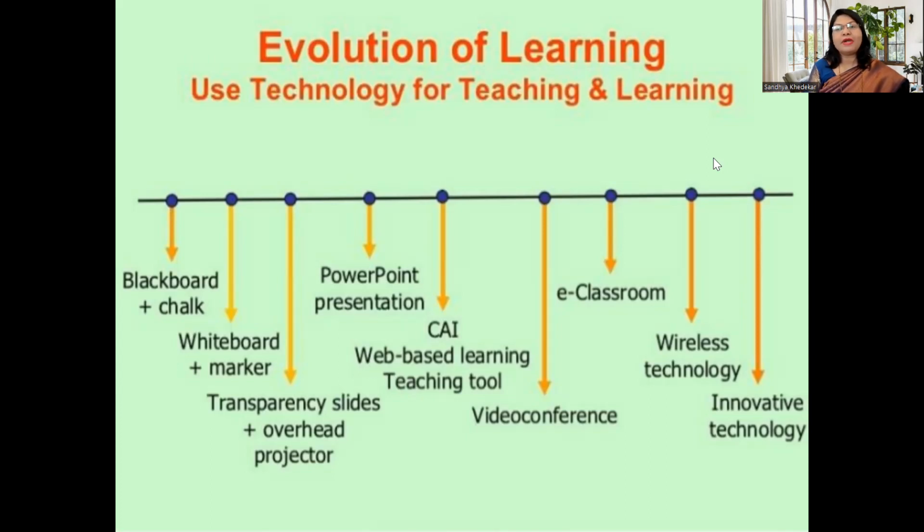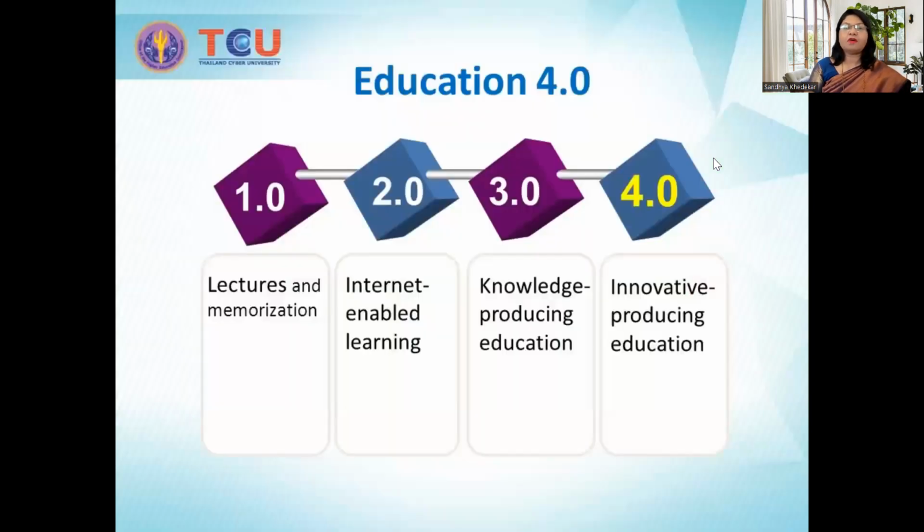In 2023 we are now in the process of implementation of National Education Policy 2020, and innovation and creativity is the base of that. And we are in the phase of education 4.0. We are in the fourth generation, because in the first generation of education, lectures and memorization was there. In the second generation, internet enabled learning. In knowledge producing education, in the third generation, and innovation producing education in the fourth generation. So we have to think of more and more innovation.